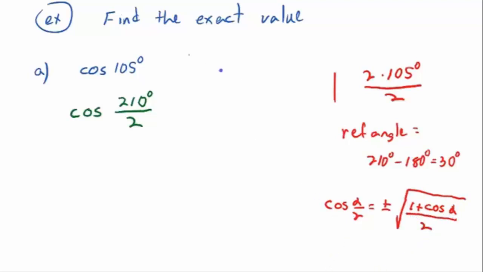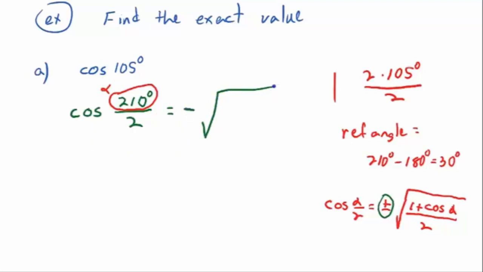So what's acting like alpha here? Well, 210 degrees is our alpha. Okay, so we fill it in. First of all, you have to decide which is it, plus or minus. Cosine 105 is in the second quadrant, so it's going to be the negative root. It's one or the other. And since we're ultimately taking the cosine of just 105 degrees, it's got to be the negative root.